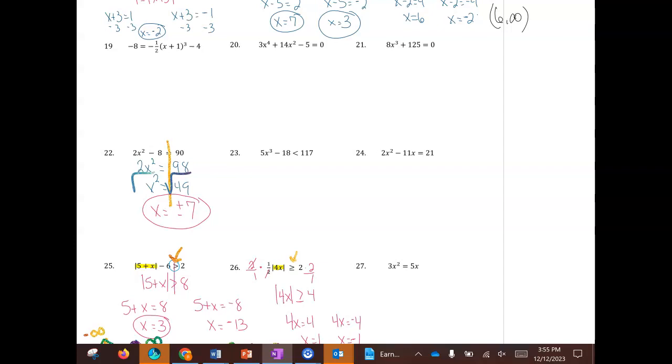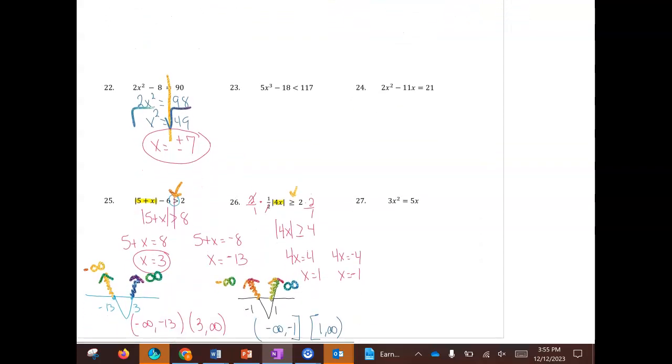All right, let's see, 24 and 27 are also x squareds, but these both have more than one type of x. So first I've got to make sure it's equal to 0, so I'm going to subtract the 21 over, and then I'm going to look at a GCF, and I don't notice a number factoring out or an x factoring out. So I'm going to go straight to my x, and I need factors of -42 that make -11.